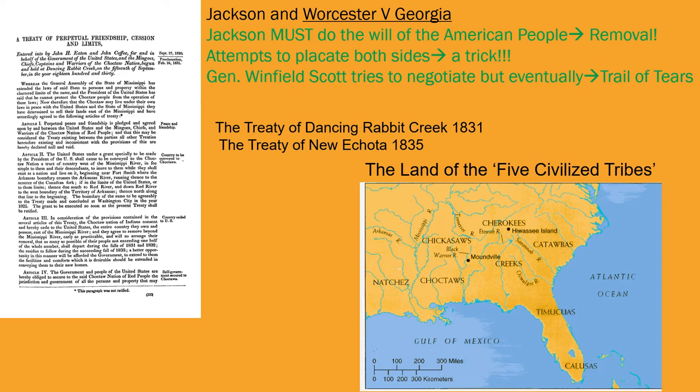Now, there are several treaties, but there are only two that I want you to know about. The Treaty of Dancing Rabbit Creek in 1831 and the Treaty of New Echota in 1835. And what these treaties are, they're duplicitous, ladies and gentlemen. It's a trick. And there's a copy of the treaty. There's page one of the treaty right there, and you may feel free to read it at your leisure. But what these treaties basically say is, hey, we're going to be friendly. It's going to be wonderful and generous, and we're going to help you guys out, and there's going to be perpetual friendship and amity between the United States and the Cherokee Nation forever and ever and ever.